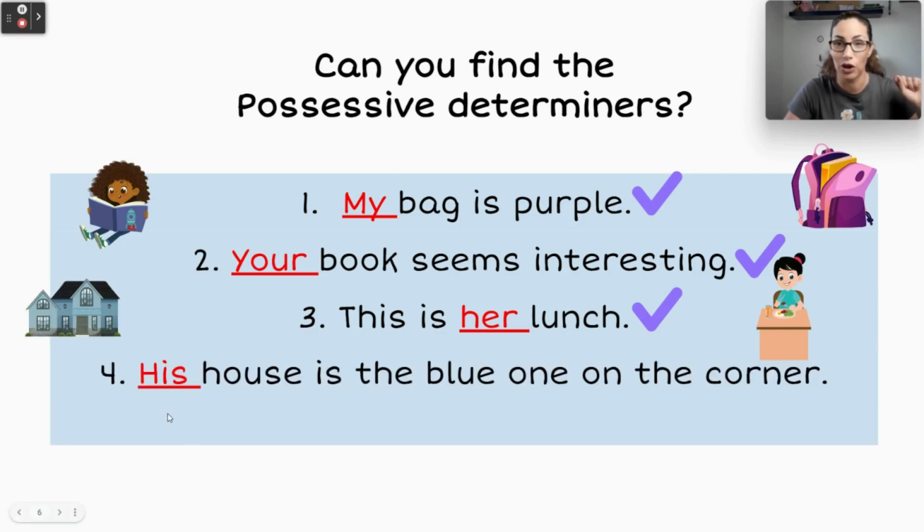Now, this was our very long sentence. His house is the blue one on the corner. His house is the blue one on the corner. Whose house? It's his house, okay? The house belongs to him. It's his house. And give yourself a little tick.